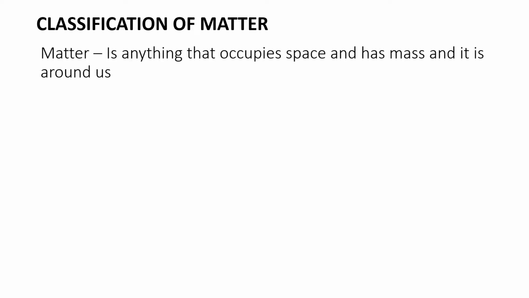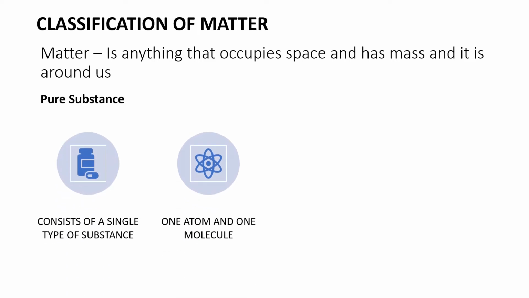So what are the different classifications of matter? First, may we discuss the meaning of matter. What is matter? Matter is anything that occupies space and has mass, and it is around us. Okay? And in matter, we have a pure substance. Pure substance consists of a single type of substance, one atom and one molecule.